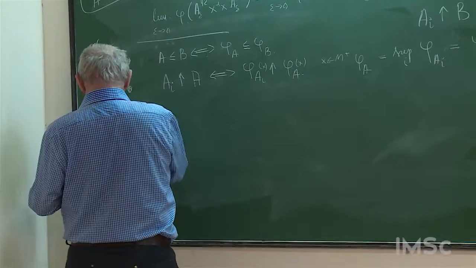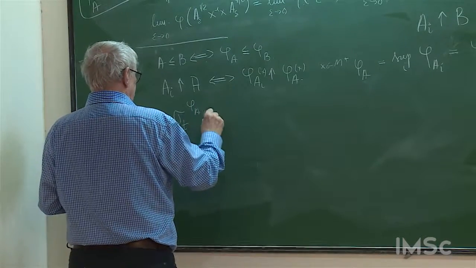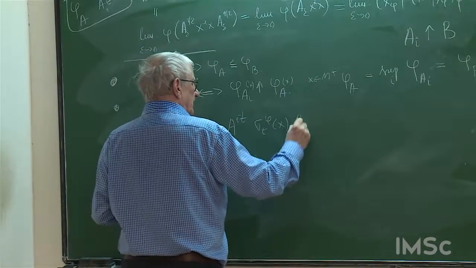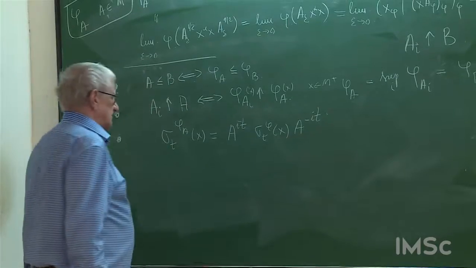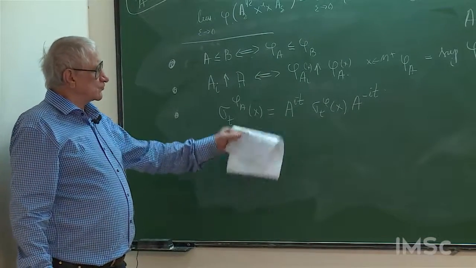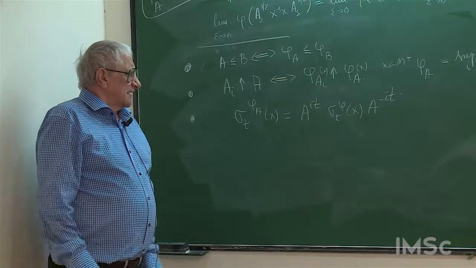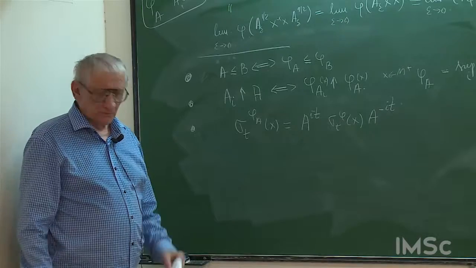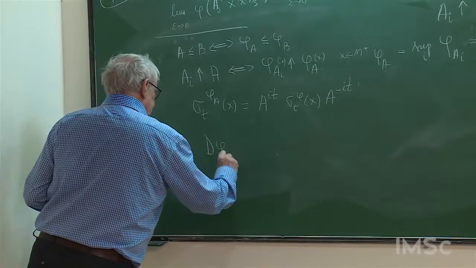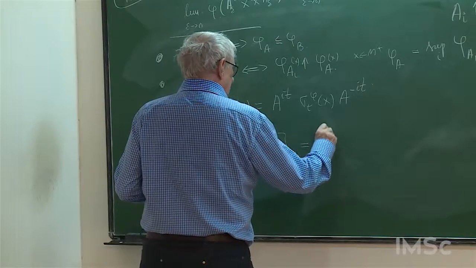A third assertion is that sigma t phi A of x is equal to A to power it sigma t phi of x A to power minus it. Well, the same equality was already seen by the KMS conditions to be true for A bounded. The passing from A bounded to A unbounded is just a simple exercise with the A epsilons and so on. Okay. Now, from this, it follows that the Connes cocycle derivative d phi A over d phi at t is equal to A to power it.